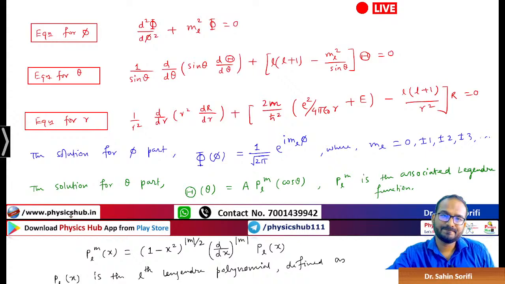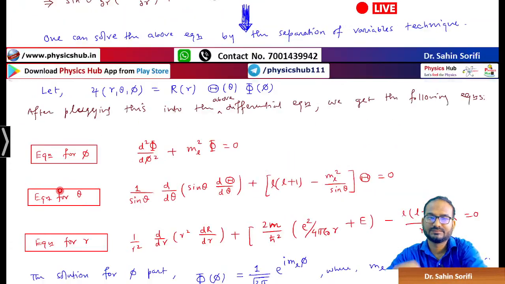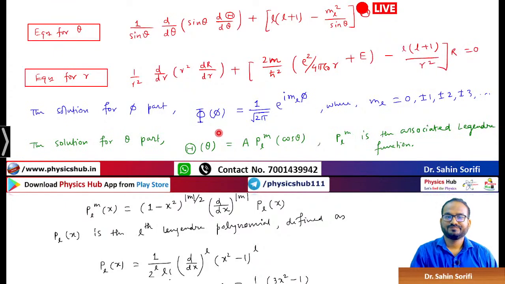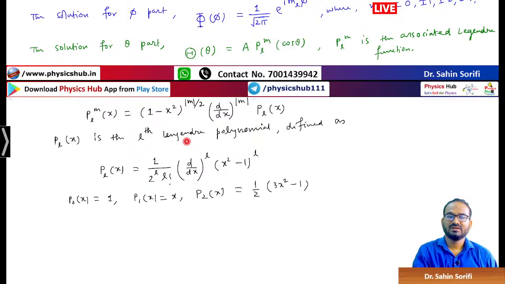So you see, in this r, theta and phi, r is called the radial part of the solution, r for radial. Theta and phi, these two combined are known as the angular part. This is the radial part, this is the angular part. So we can now classify it into two categories: the radial part of the solution and the angular part of the solution. We have written the solution for the phi part and the theta part. If you multiply, we will get the angular part of the solution.